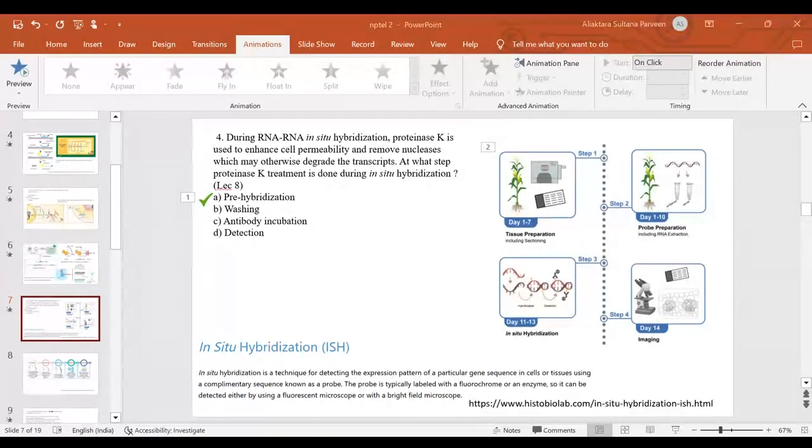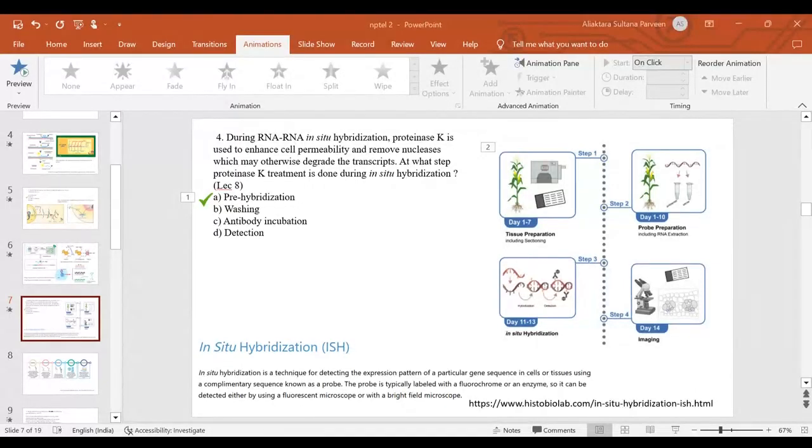Okay, so from this question you can pretty clearly say that as RNA is your first step, then definitely it has to be done with proteinase K. So hybridization is the main thing we are looking for, right? If we want our RNA to be stable and free from any background, then it should be treated with proteinase K pre-hybridization. So that's the obvious answer, pre-hybridization. I hope it's clear.